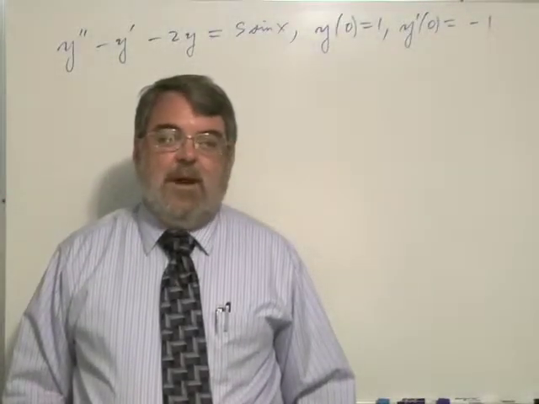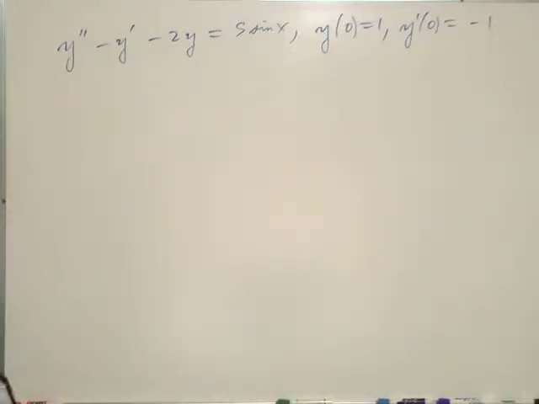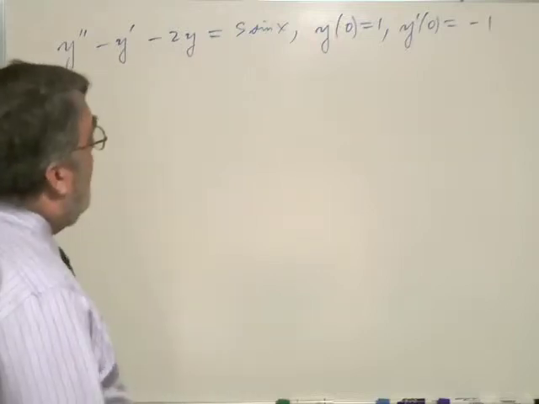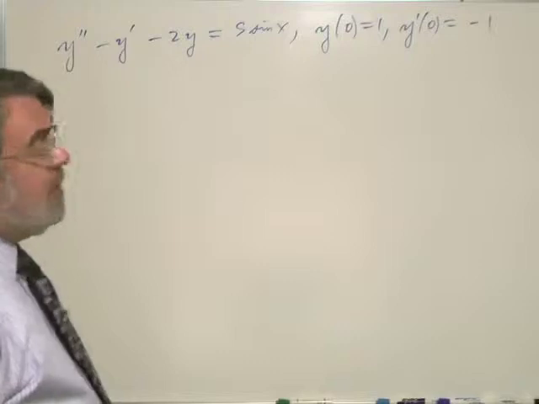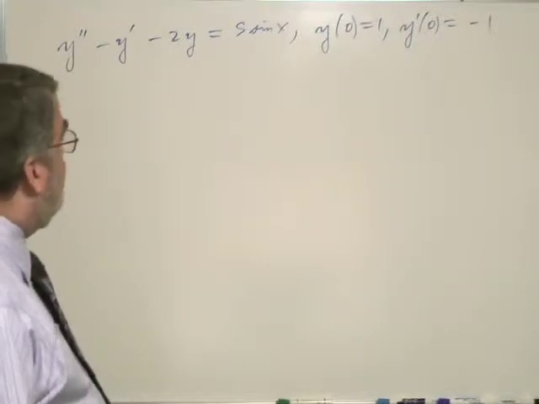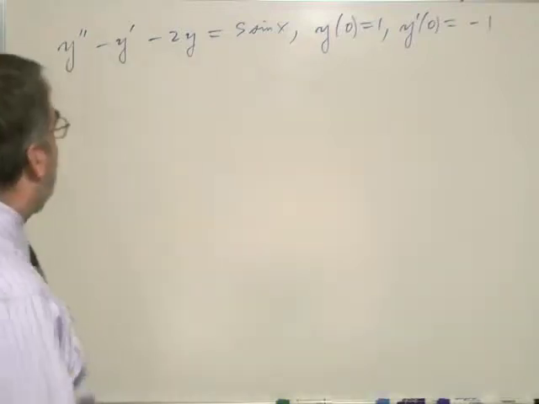This is problem number 19 on page 311. y double prime minus y prime minus 2y equals 5 sine x, and the initial conditions are y at 0 equals 1, y prime at 0 equals negative 1. Alright, we're going to solve it by the Laplace transform method.